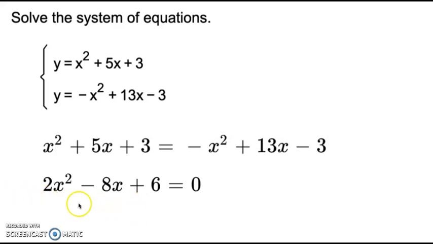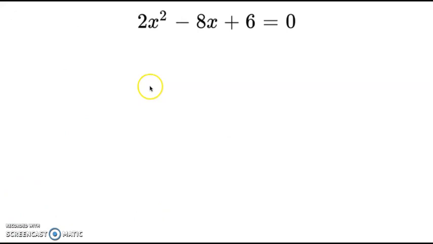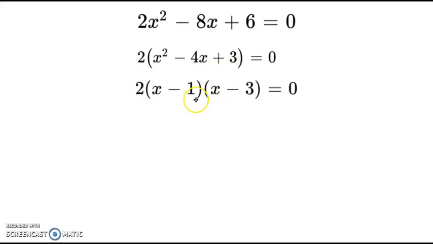So now I need to factor this, so let's do that. So the first thing I'm going to do is factor out a GCF, which is 2. So divide everything by 2, and I'm left with x squared minus 4x plus 3. Now I factor this. I'll look for numbers that multiply to 3, but add up to negative 4, and I'll have negative 1 and negative 3. So write x minus 1 and x minus 3.